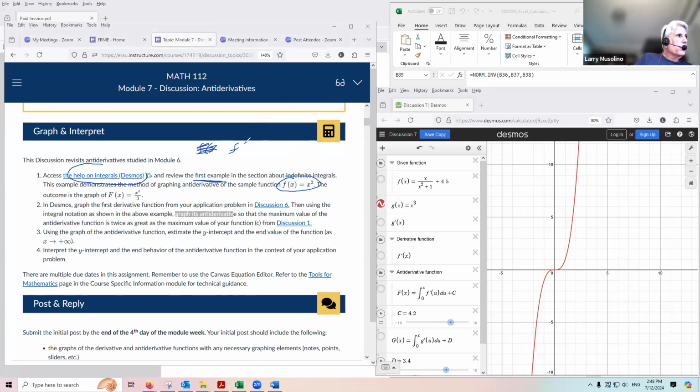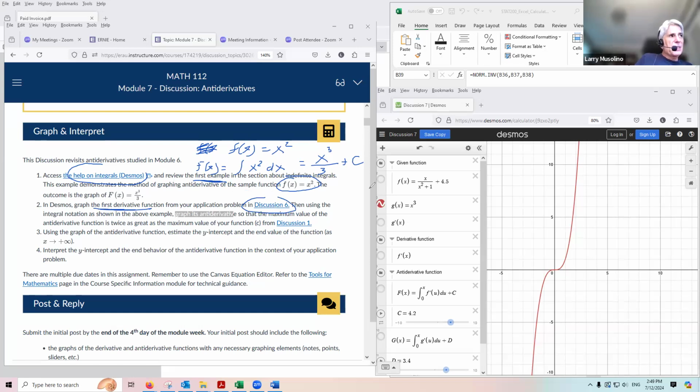so let's say the original function was x squared, you wanted to take the integral of this, sometimes we call it capital F of x, the integral of x squared. Remember, the rule is add 1 to the exponent and divide by that same new exponent 3. And then you usually add an arbitrary constant out here. All right, so it says graph the first derivative from your problem in discussion 6.